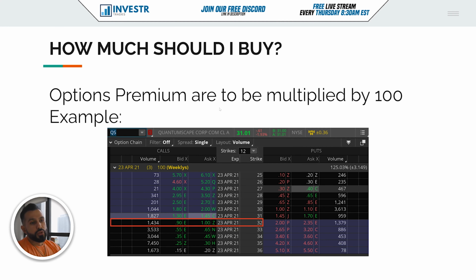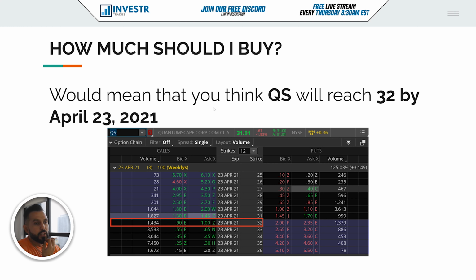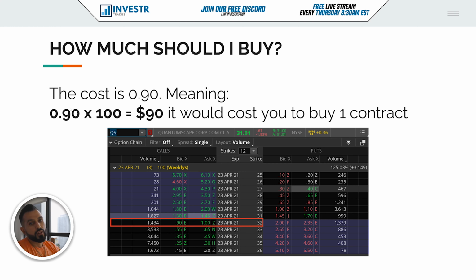So theta is, again, the time decay, or how much your contract loses in value per day going forward. All right, options premiums are to be multiplied by 100. So for example, what you see on the premium here on QS, it's 0.9. If you multiply that by 100, that's how much it's going to cost you to buy that options contract. Okay, so this would mean that you think QS will reach 32 by April 23rd, 2021. All right, why? We have April 23rd, 2021. This is the strike, and that's exactly what we're saying here. All right, so the cost is 90 cents times 100, which means $90 it would cost you to buy one contract. So that's how much money you got to put down to get that contract.